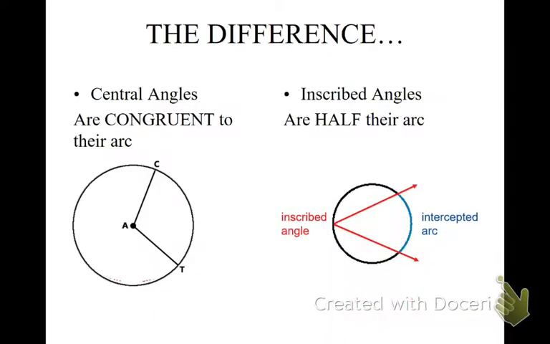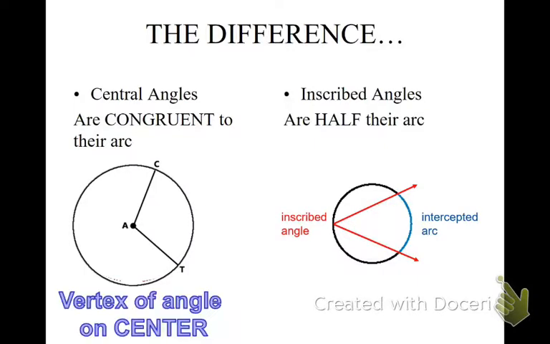The main difference between the two is the way that they look. This is on your notes, so if you flip backwards a page. You need to be able to see the difference. A central angle, they are congruent to their arc. But the main thing, in order to visualize it, to see it, the vertex of a central angle is on the center. That's not written on your notes, so you want to write that. For a central angle, what makes it central is that the vertex is on the center of the circle.